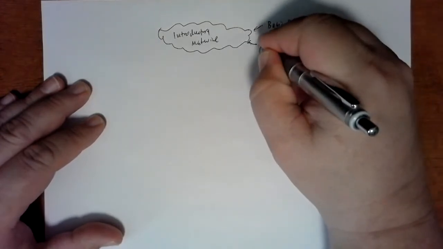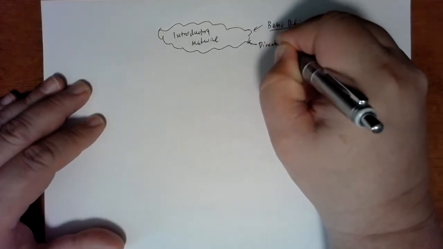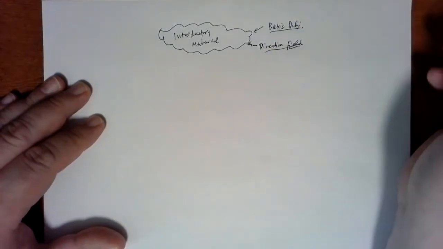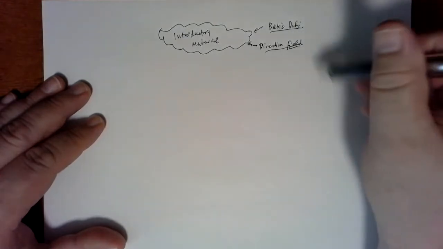We're also talking about just what is a direction field, right? What is a direction field? What is an isocline? How do you draw those?